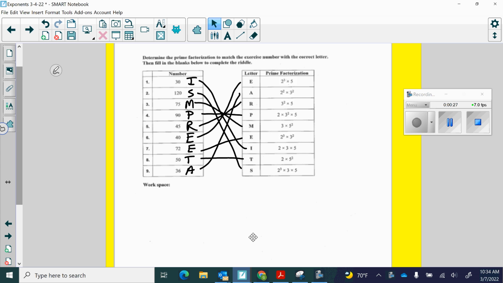75 with M, 90 with P, 45 with R, 40 with E at the top, 72 with E at the bottom, 50 with T, and 36 with A.